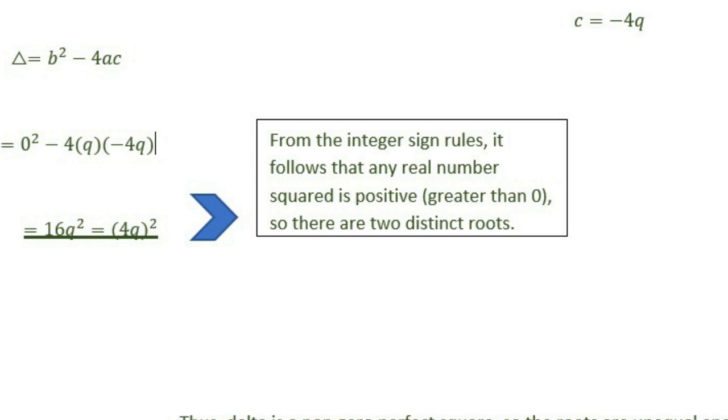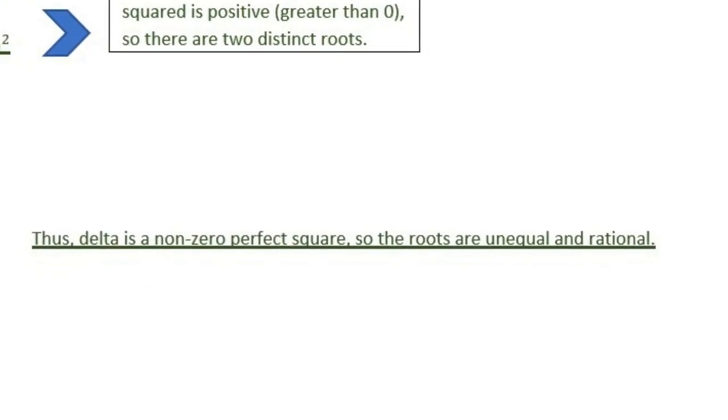So we have a positive number, that means there's two distinct roots, but it's also a perfect square. So the final answer: delta is a non-zero perfect square, so the roots are unequal and rational.